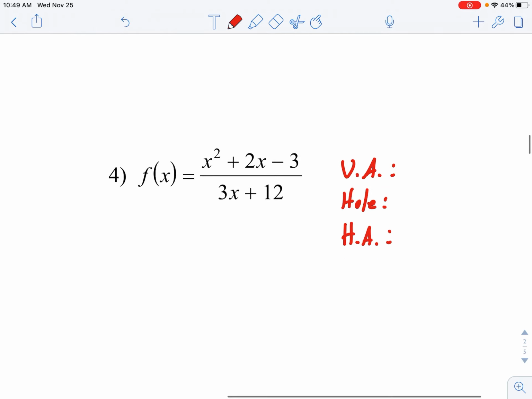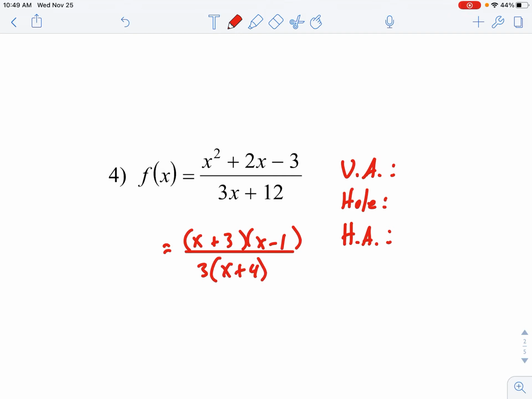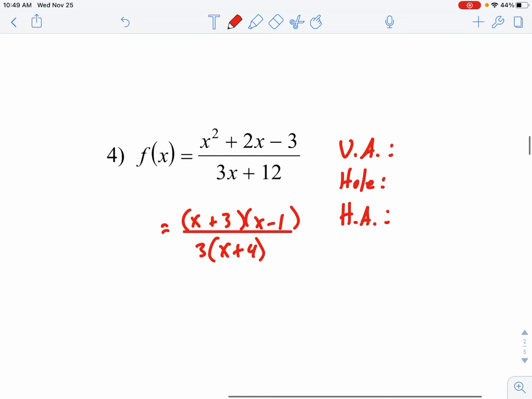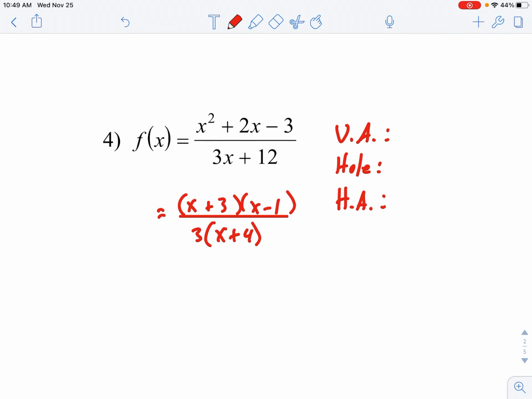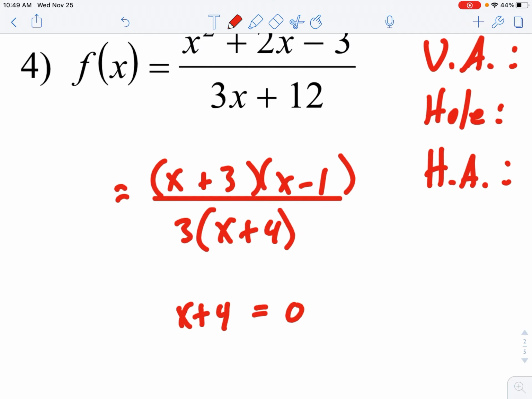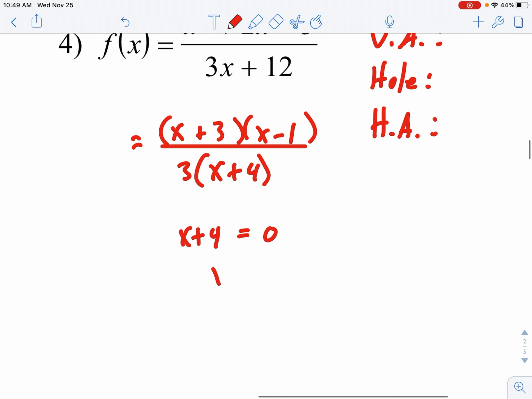So factor the numerator and the denominator. The numerator is a trinomial, so I can go x plus 3, x minus 1. The denominator, I just factor out a 3, and I come up with that. Set the denominator equal to 0. Last time, the first thing I did was divide that 3, which basically got rid of it. So as it turns out, all you have to do is set the algebraic factors equal to 0. If you have a constant factor, you can basically disregard it. So x equals -4.